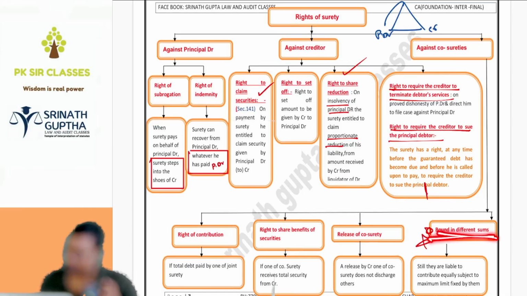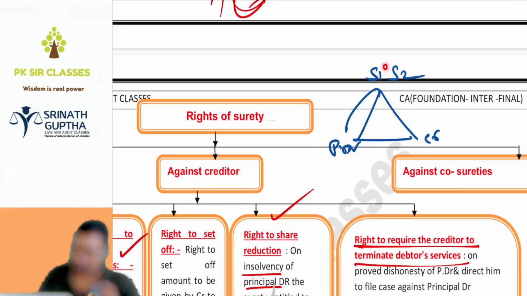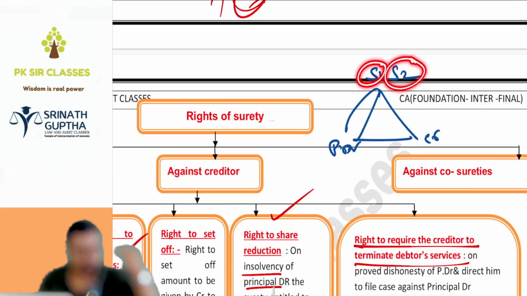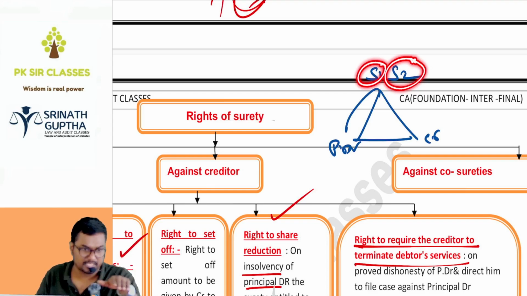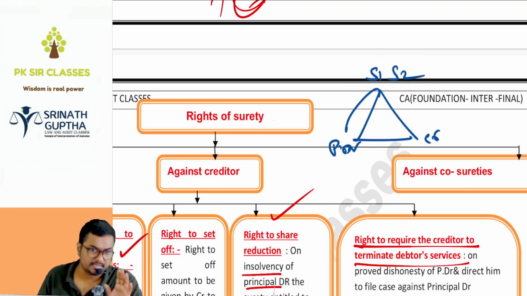Next, they may be bound in different sums also. They may contribute equally, they may contribute differently also. But if they contribute differently, within that limit, they have to share equally. If the agreement is silent, they have to share equally only. Done, everyone.